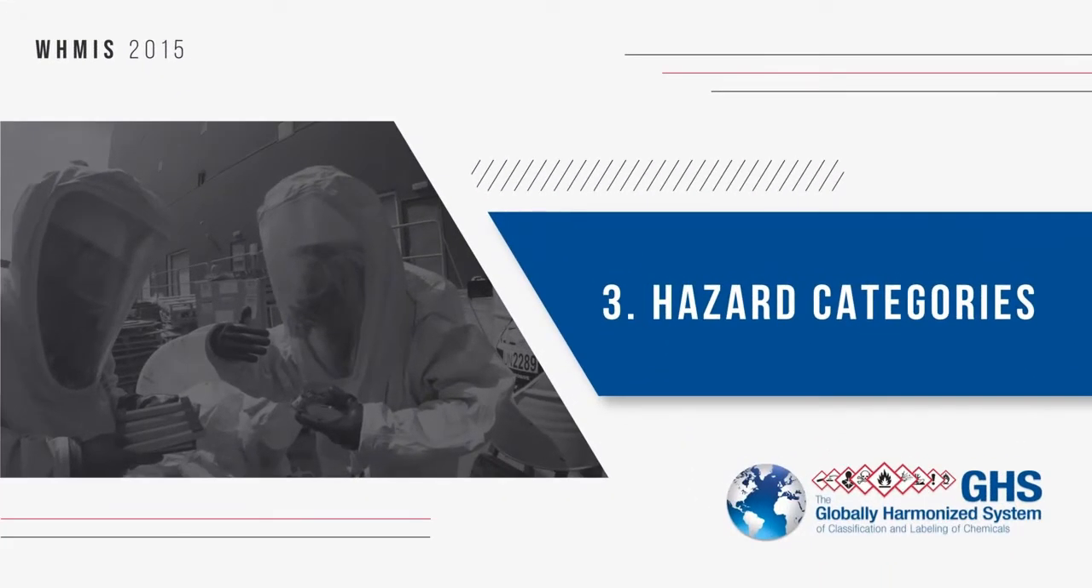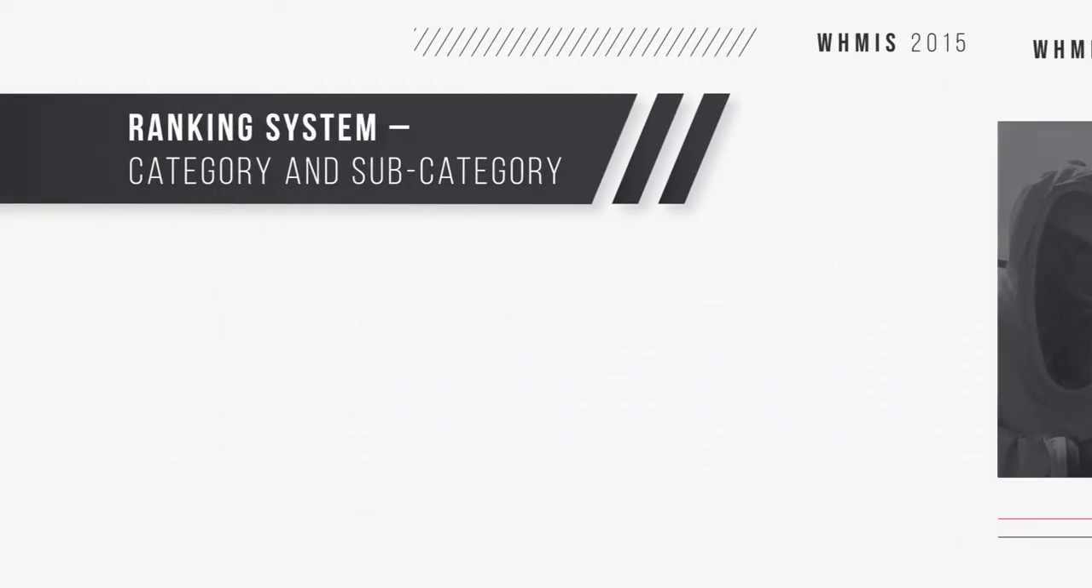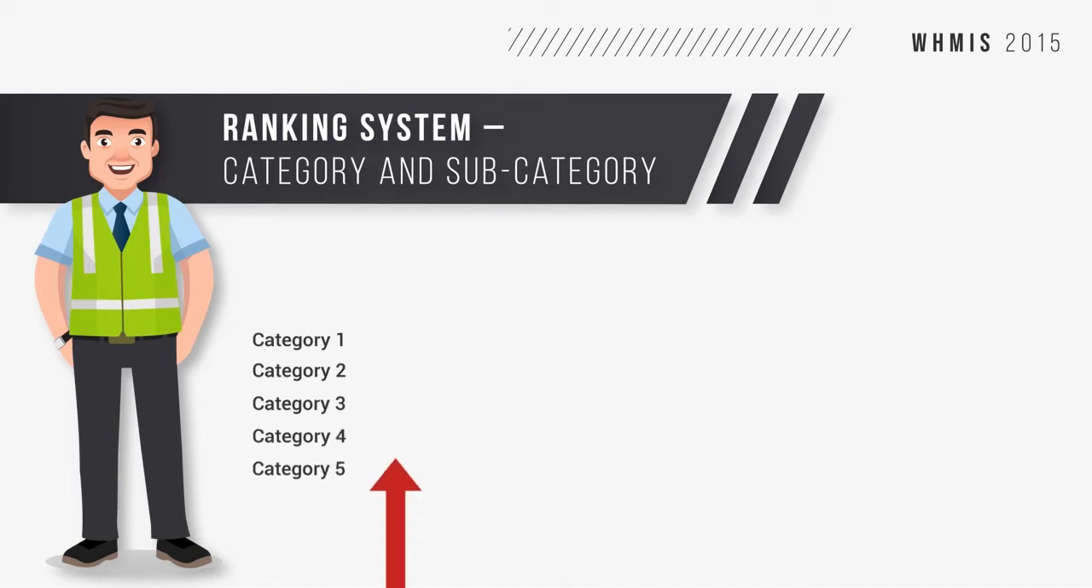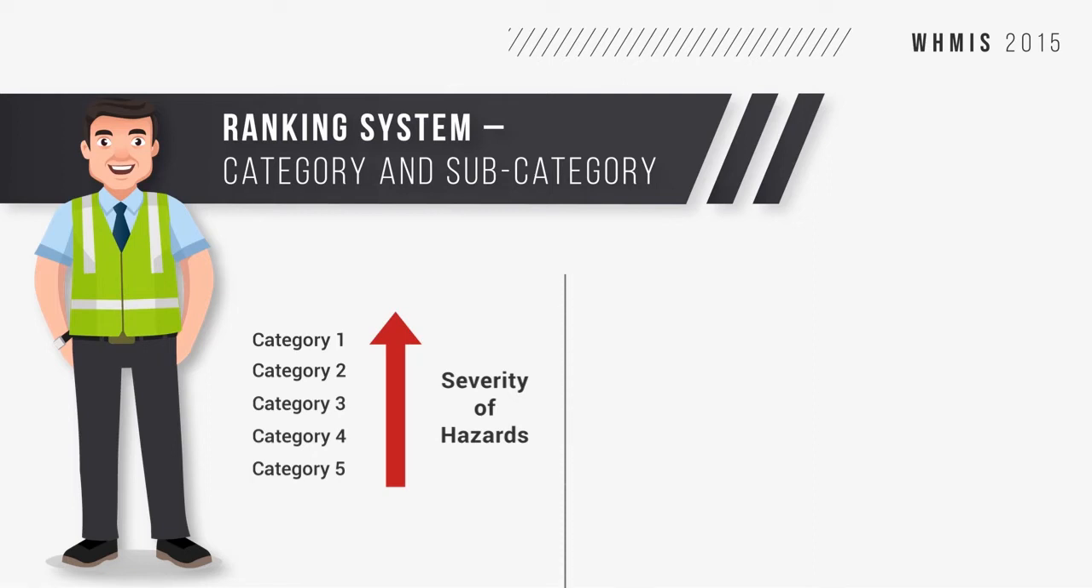The final component under Part 1, the classification of WHMIS, is hazard categories. The hazard category tells you how hazardous the product is by identifying the severity of the hazard with a number. The hazard categories are assigned a number between 1 and 5, with 1 being the most hazardous and 5 being the least hazardous. Seeing a lower number in the hazard category should tell you to make sure you get as much information about the product before you use it.